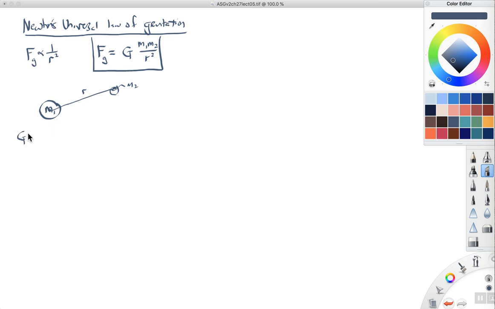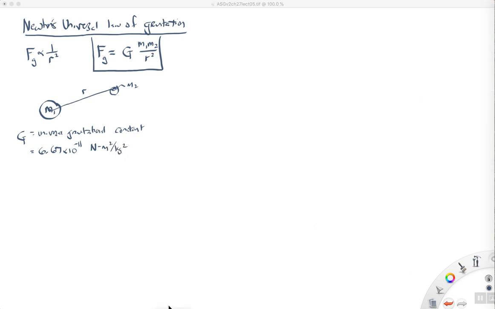Capital G, this is called the universal gravitational constant. It's a constant of nature as far as we know, kind of like the speed of light and the charge of an electron and the mass of an electron. It's a constant of nature, and it has a value in the MKS system of units of about 6.67 times 10 to the minus 11th newtons meters squared per kilogram squared. Okay, that is a numerical value of the universal gravitational constant.